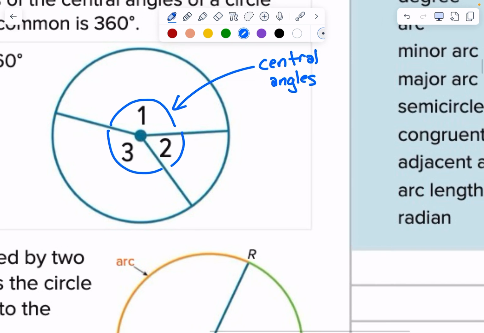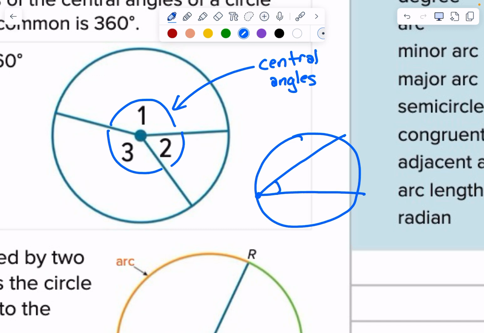Eventually, we'll get to circles where we have angles like this, and this angle is called an inscribed angle because it's still inside the circle, but it's not in the center. So this is inscribed versus a central angle. Got it? Central angle, inscribed angle. All right, let's go back to this central angle thing. Angle 1, angle 2, angle 3.